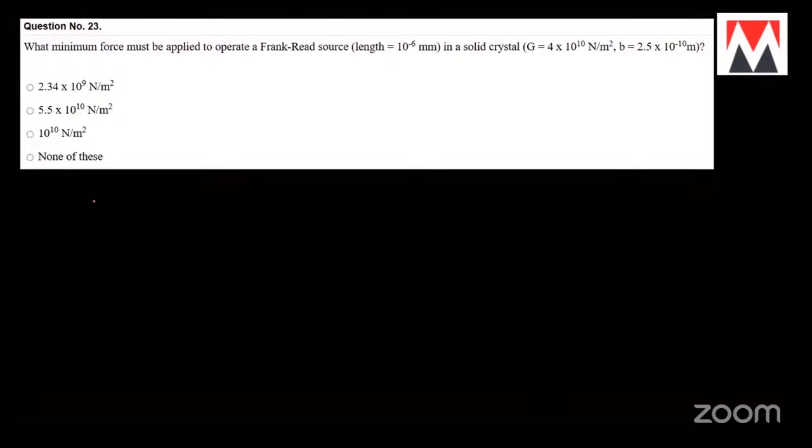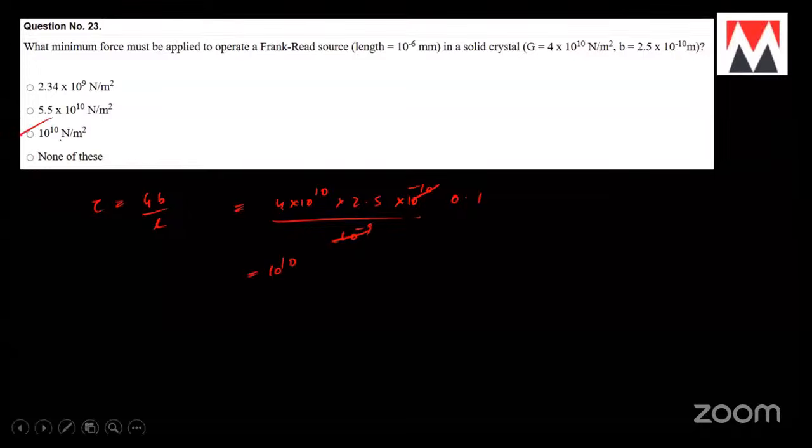Let us do this. So you have tau is equal to GV by L. 4 into 10 power 10 into 2 power 5 into... So it is 0.1. 10 into 10. So you get 10 power 10. C.